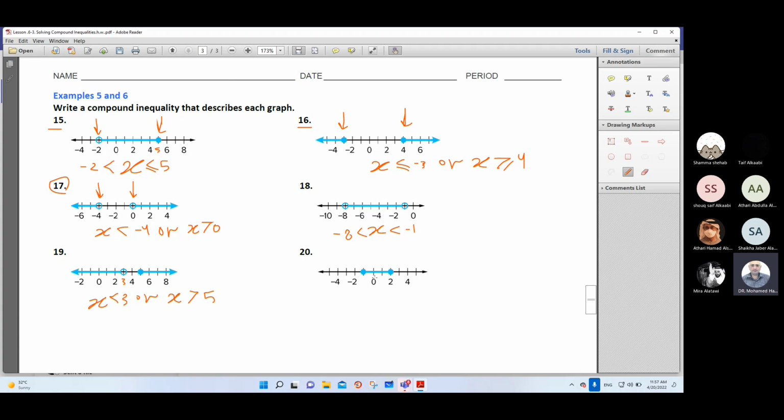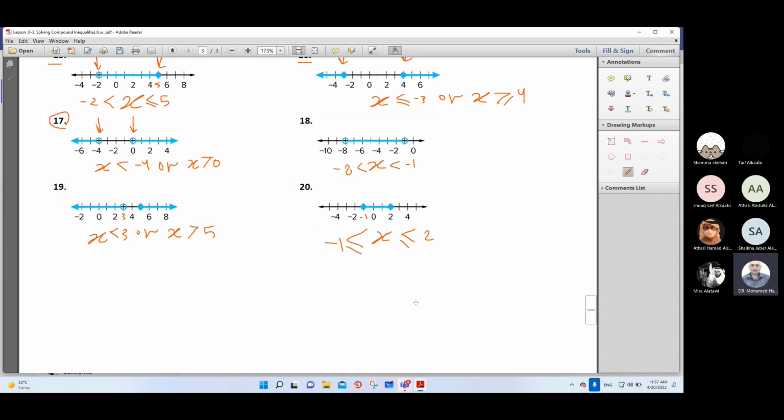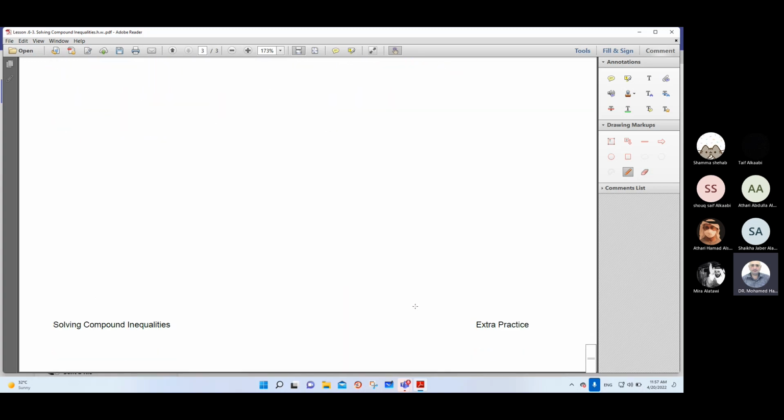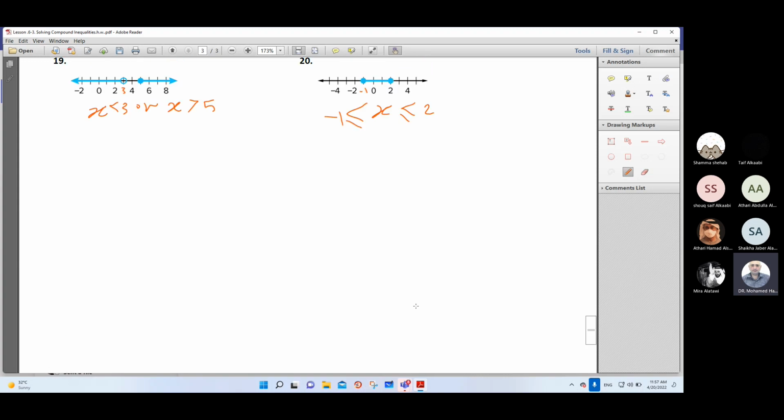And here we have and. If you represent x, the variable, x is between two values, but here we have equals in the sign because we have shaded circles. So x greater than or equal to -1 and less than or equal to 2. So this is our lesson for today.